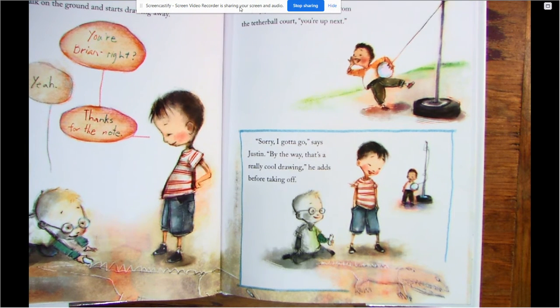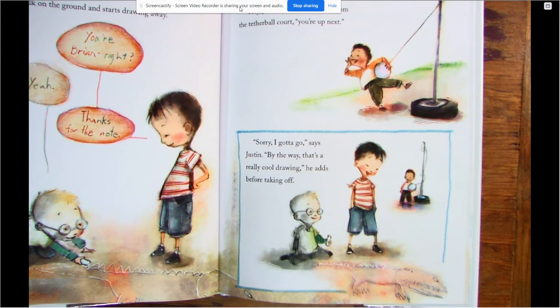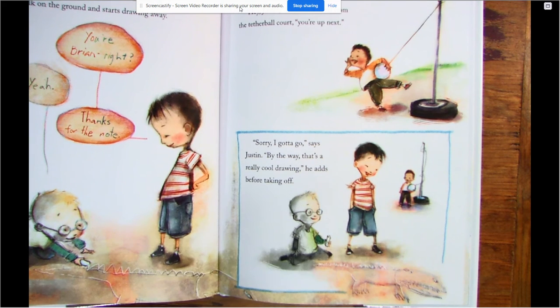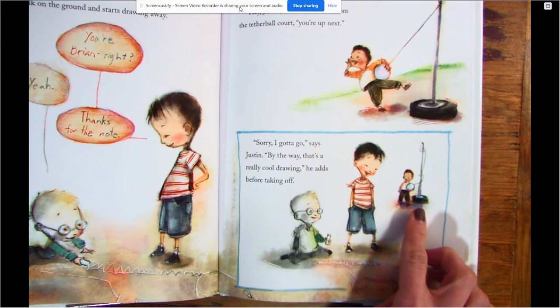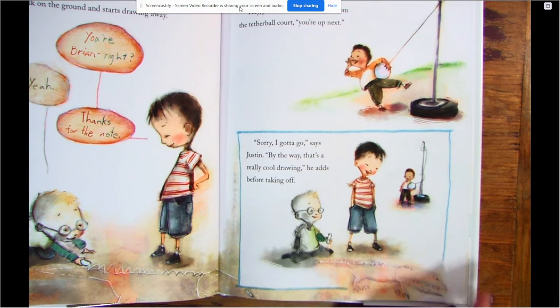What do you think Justin wanted to do? Do you think he wanted to stay and draw with Brian, or do you think he wanted to go play tetherball? Right, Emilio's way over here. Look at the illustration. It's an interesting picture of what's happening.